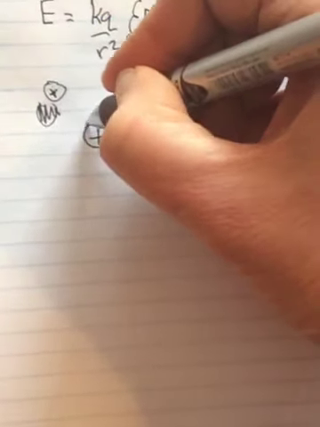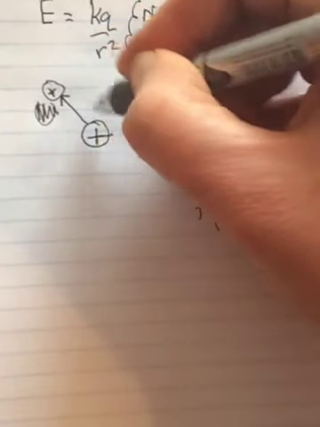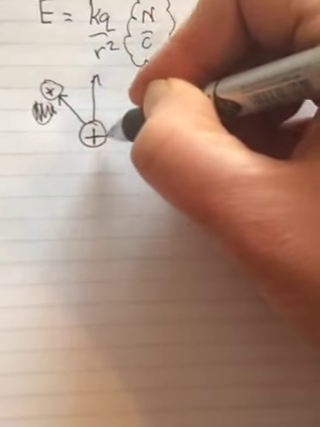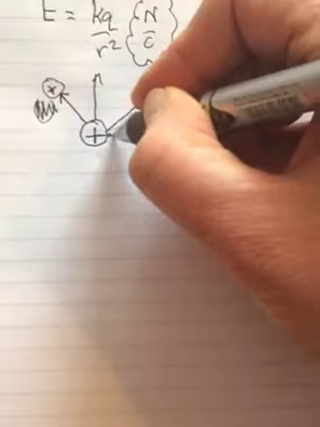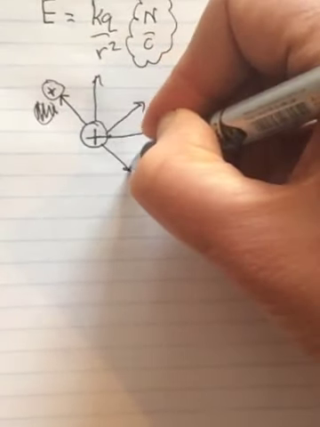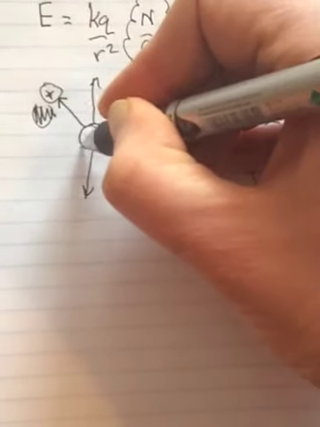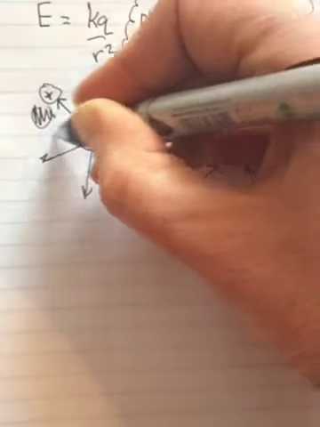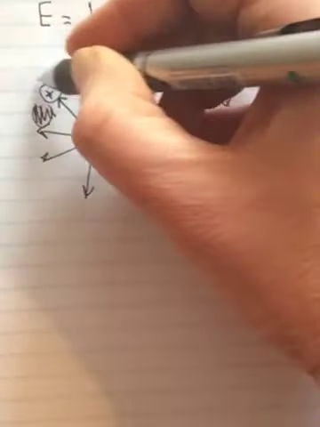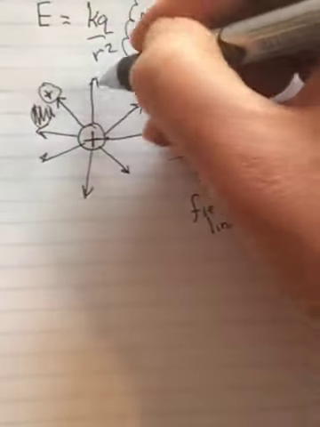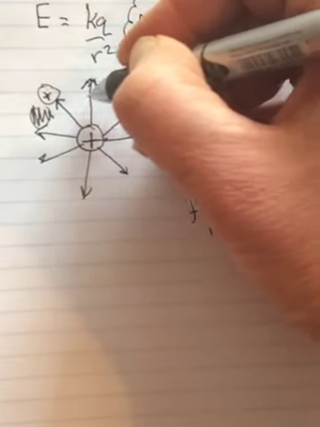So if I bring a positive charge in, it's going to experience a push outward. And so the field lines around a positive are going outward because they would push outward if I brought a little positive guy in. This little positive guy we call a positive test charge.